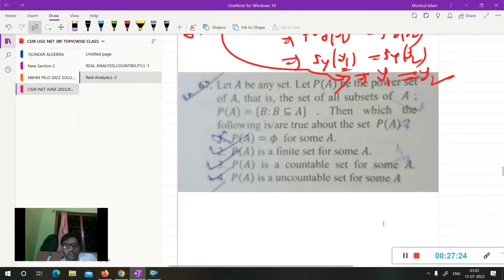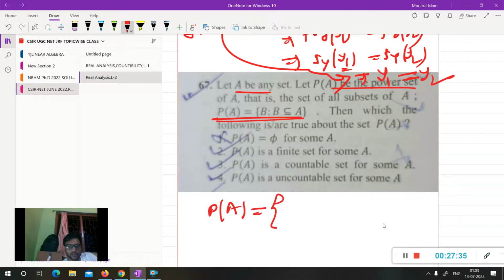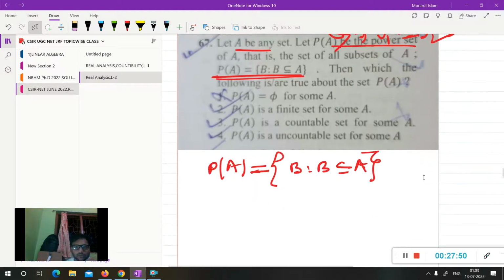See, it says that A is any set, and P(A) is the power set. What is the power set? Power set is the set of all subsets of A. For any set A, the power set is nothing but the set of all subsets of A. Then which of the following are true? It's asking. First of all, don't look at the options to get the answer. We're going to verify this.